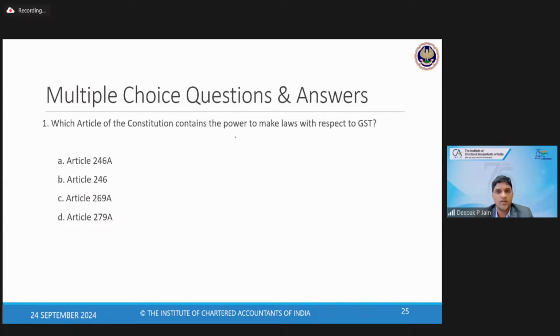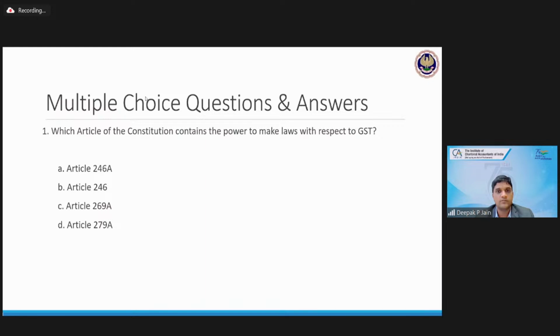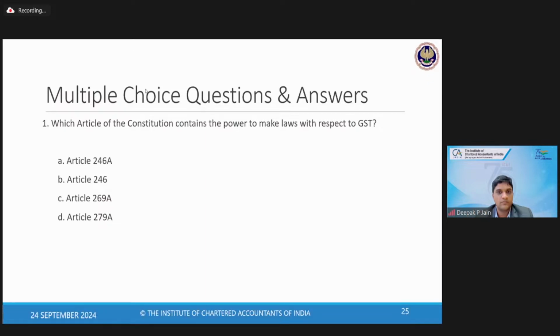Which article of the Constitution contains the power to make laws with respect to GST? Everyone is giving the correct answer. It is Article 246A.